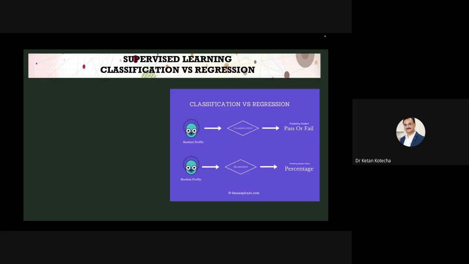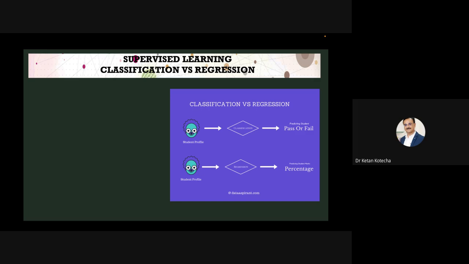Now, if I tell you what is supervised learning, in supervised learning, there are two major applications, in fact. One is classification and one is regression. The basic difference between both of them is here in the picture. For a class of students, you need to find out the exam result, for example, pass or fail. So two different classes. It may be multiple classes as well.